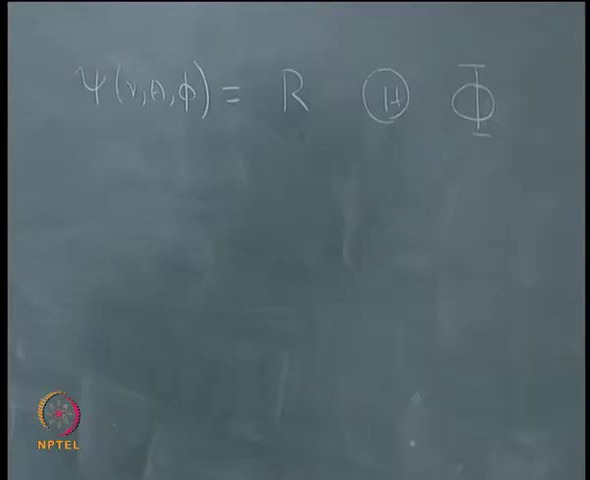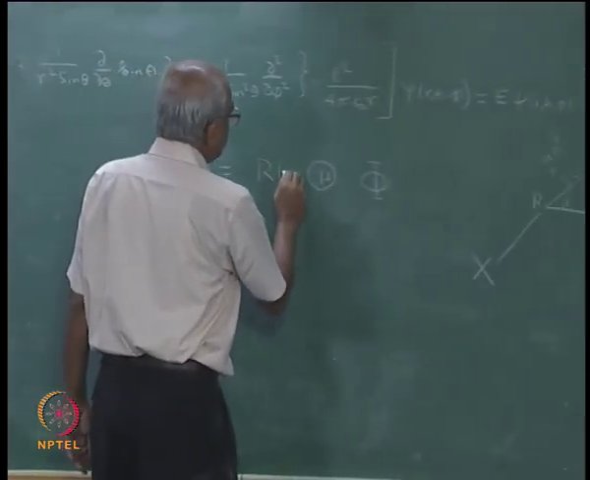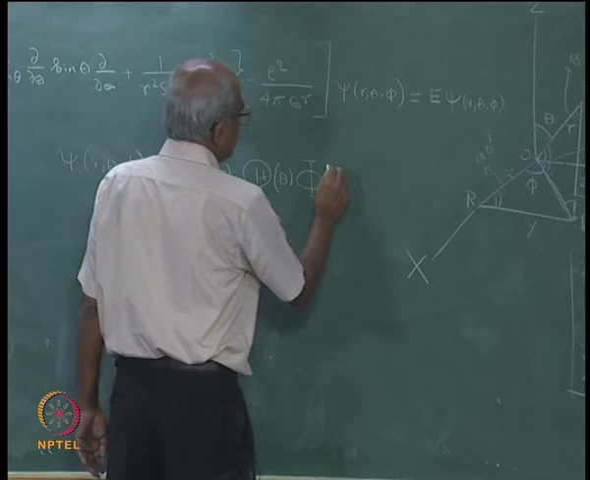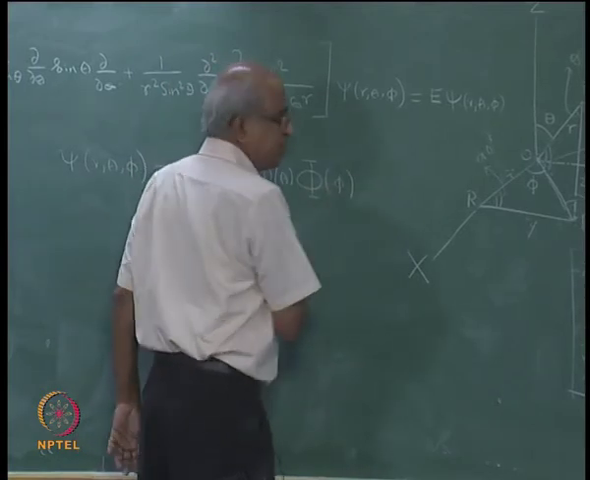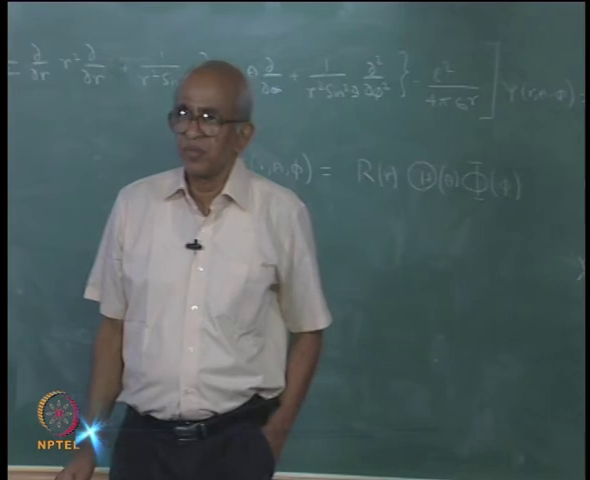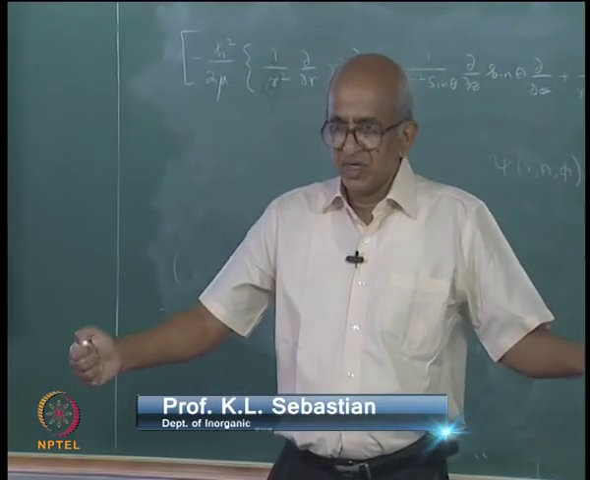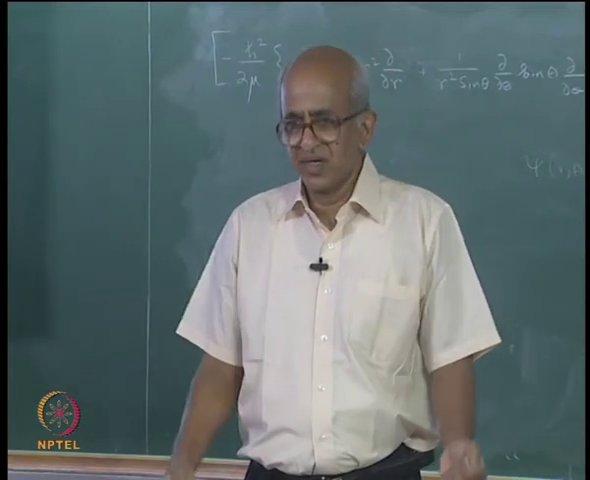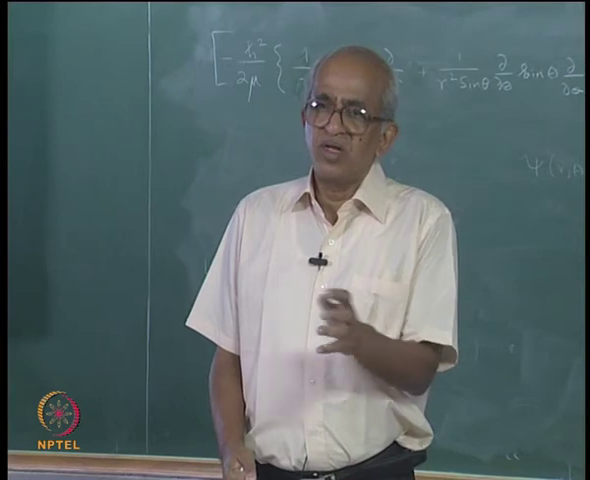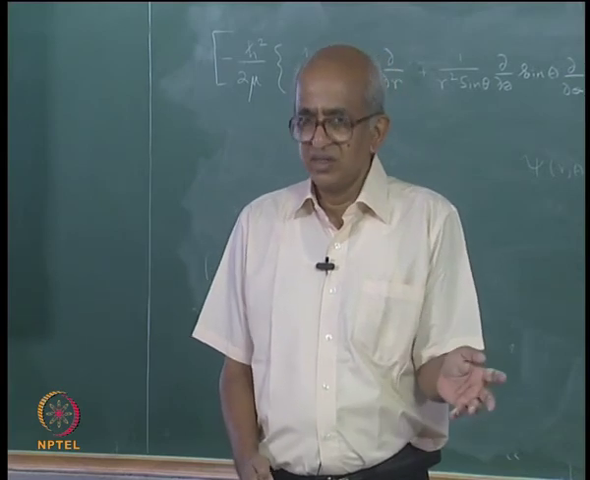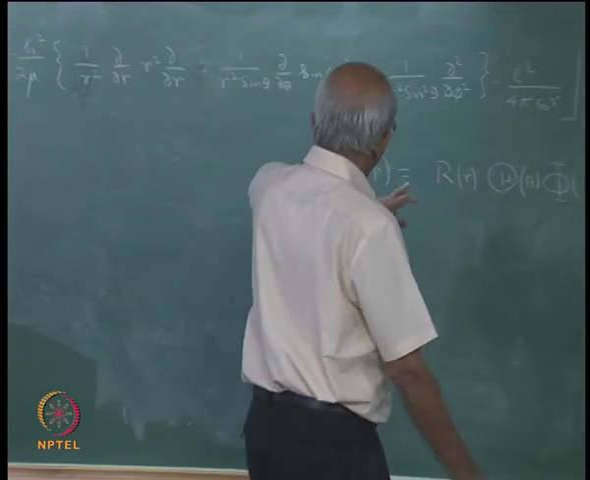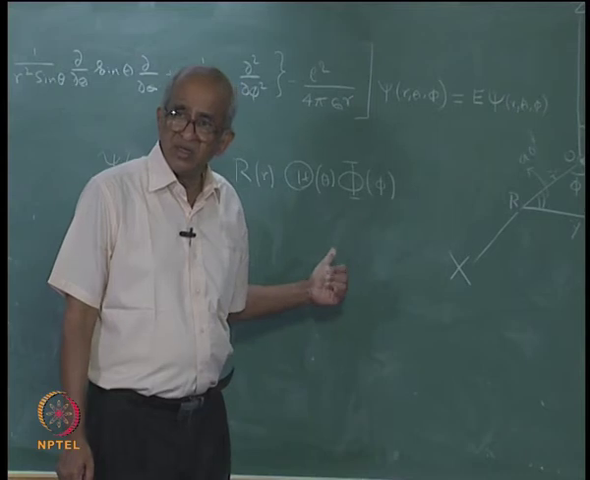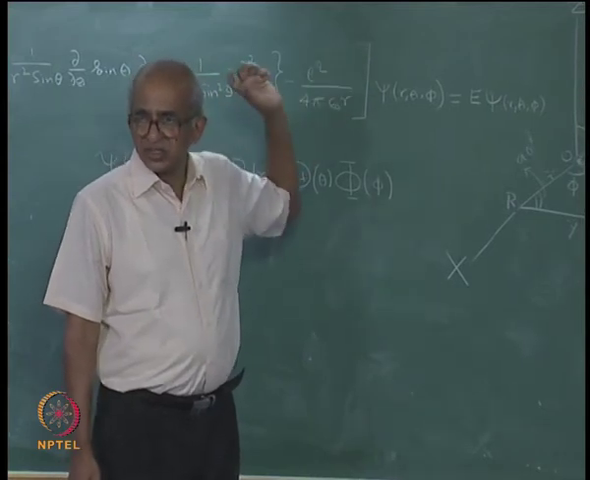And what I will assume is that capital R depends only upon small r, capital theta depends only upon small theta, and capital phi depends only upon small phi. So, we divide the wave function into three separate parts. So, the wave function is a product of three separate parts, each part depending only upon one coordinate, and then we will have to find capital R, capital theta and capital phi in such a fashion that the product obeys the original Schrodinger equation. That is the way we proceed.